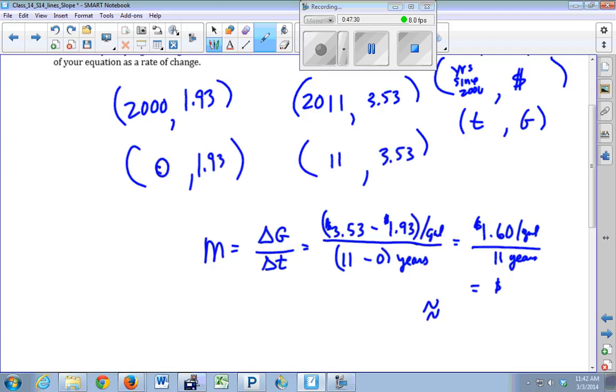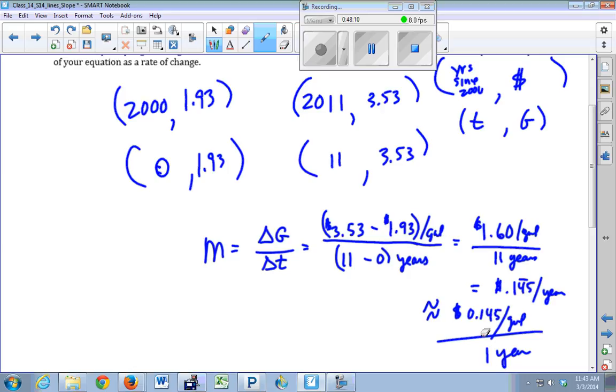So exactly the slope would look like this, 0.14545454545 per year, right? So in order to talk about this or interpret it, we're going to estimate that this is 14.5 cents per gallon per year. So if I have all of my units in my calculation to interpret it, I say the slope tells me that every year from 2000, starting with 2000, every year my gas prices rise on average 14.5 cents per gallon.